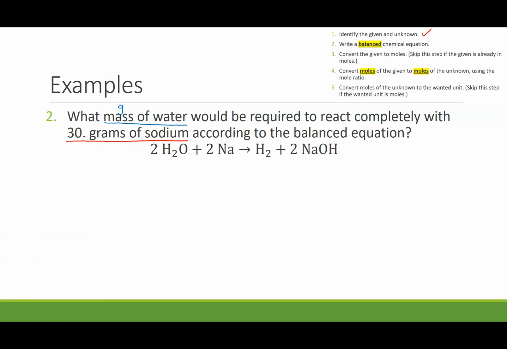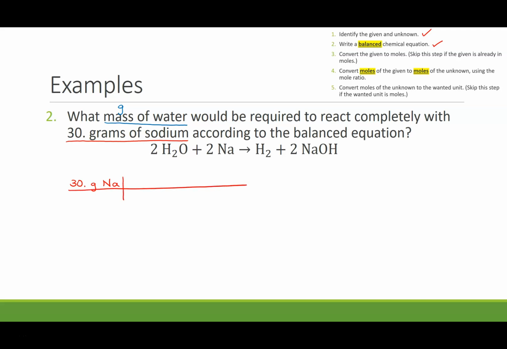The second step is to write a balanced chemical equation. Well, we are provided with that balanced equation, so step 2 is finished. Step 3, convert the given to moles. The given is 30 grams of sodium, Na.